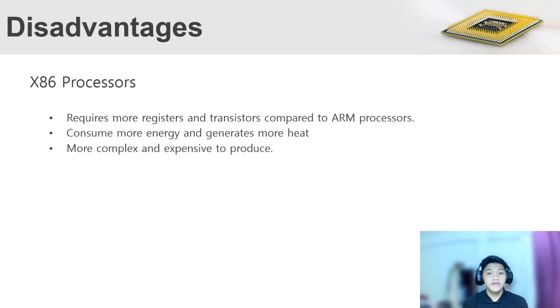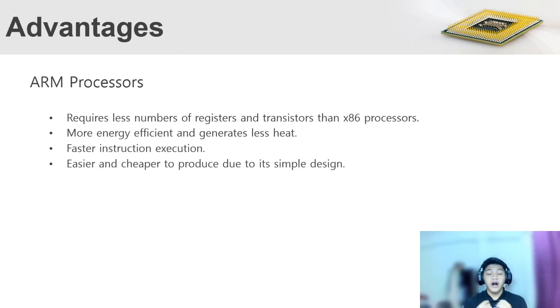Now I would like to go on to the next slide, which is the advantages of ARM processors. ARM processors requires less number of registers and transistors than x86 processors due to it having a software-focused approach. It is more energy efficient and generates less heat. It also have a faster instruction execution since it uses the RISC architecture. It is also easier and cheaper to produce due to its simple design.